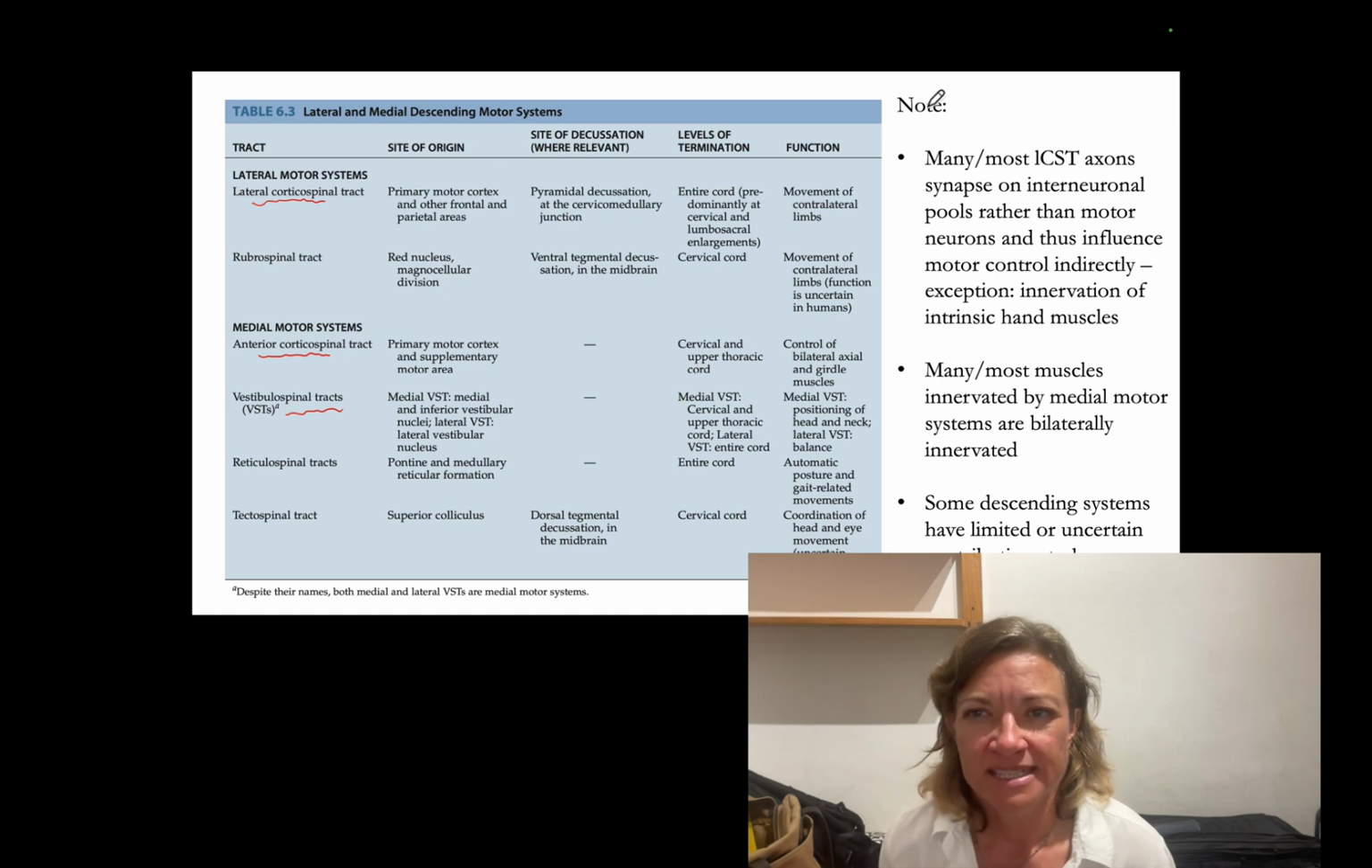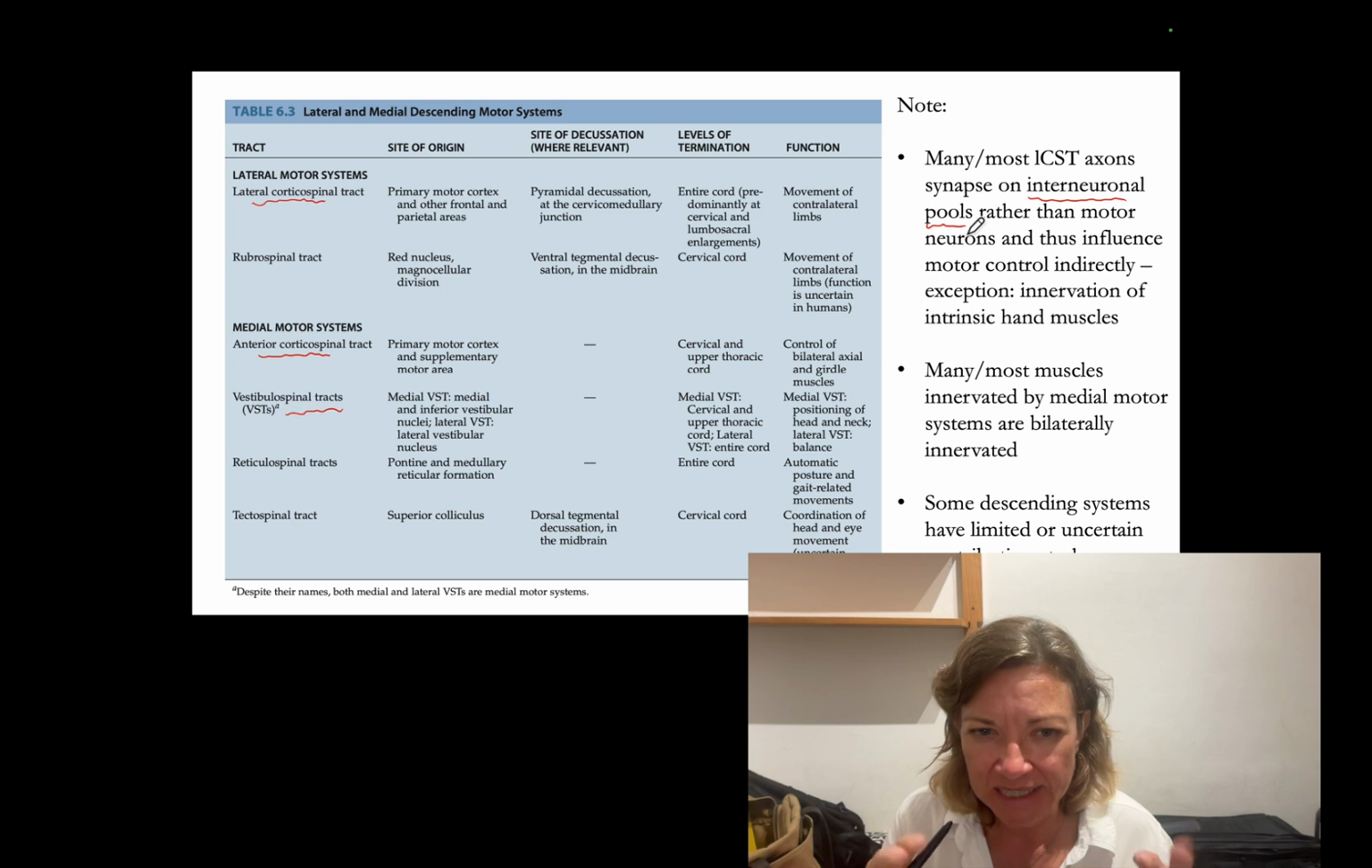Another thing I want you to note is that most lateral corticospinal tract axons synapse on interneuronal pools in the spinal gray matter, not monosynaptically on motor neurons. So they influence motor control indirectly. We're always shown a schematic of a corticospinal tract axon descending to the ventral horn and synapsing directly on a lower motor neuron. That is not the case for control of most muscles. The notable exception to that is the intrinsic hand muscles, mediating dexterous fine movements in the hands. Those are monosynaptically directly innervated by lateral corticospinal tract axons.